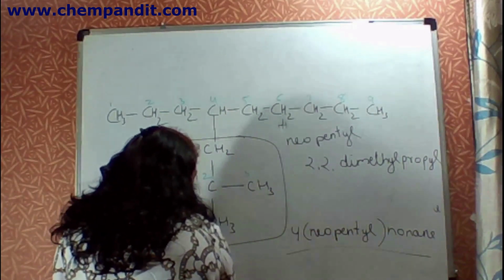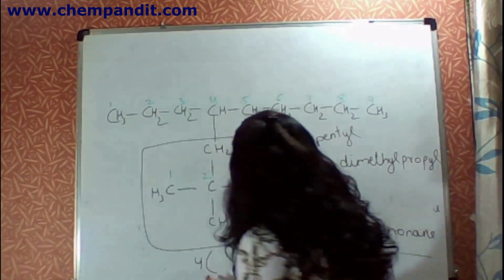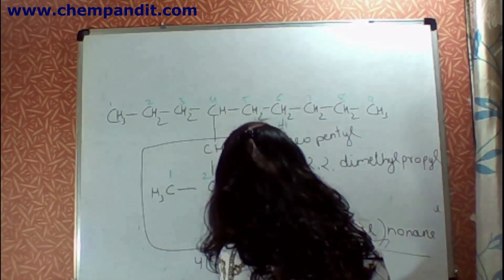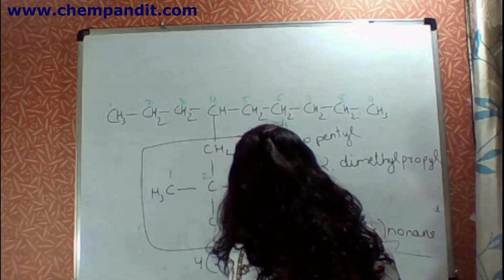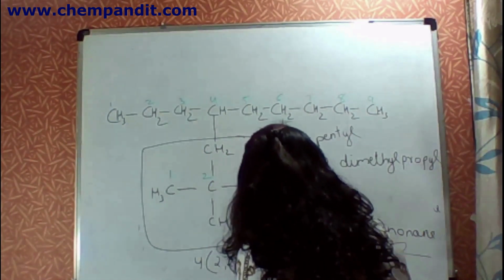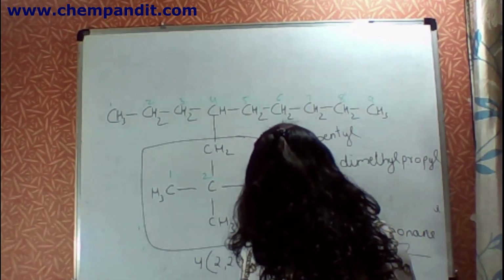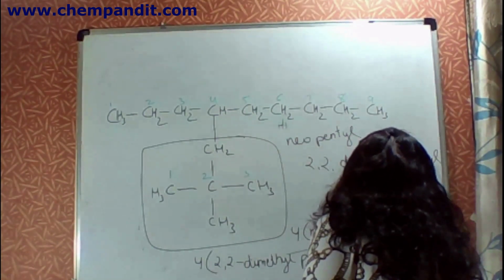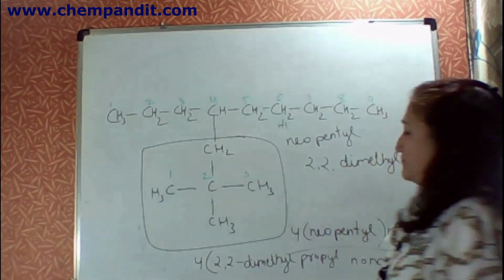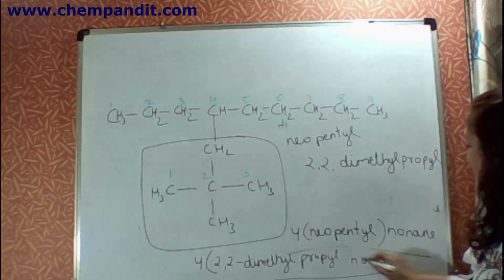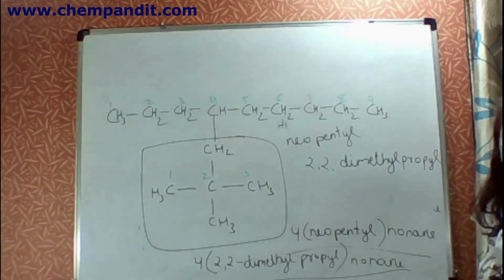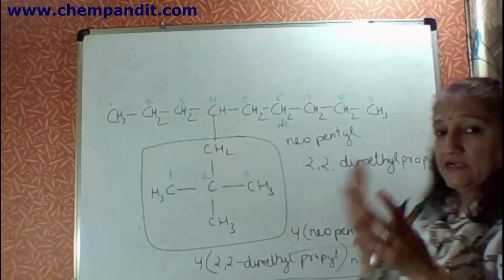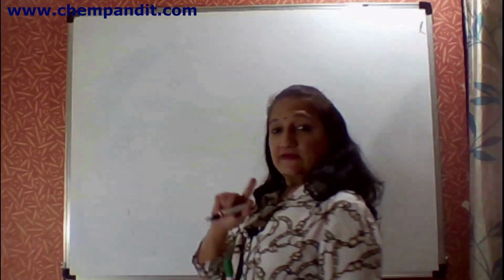So the IUPAC name will become 4. The position of this substituent in bracket 2,2-dimethyl propyl nonane. So this is the final name of the compound. 2,2-dimethyl propyl nonane. Is that clear? I hope this is clear to each and everyone. Let's take one more example.